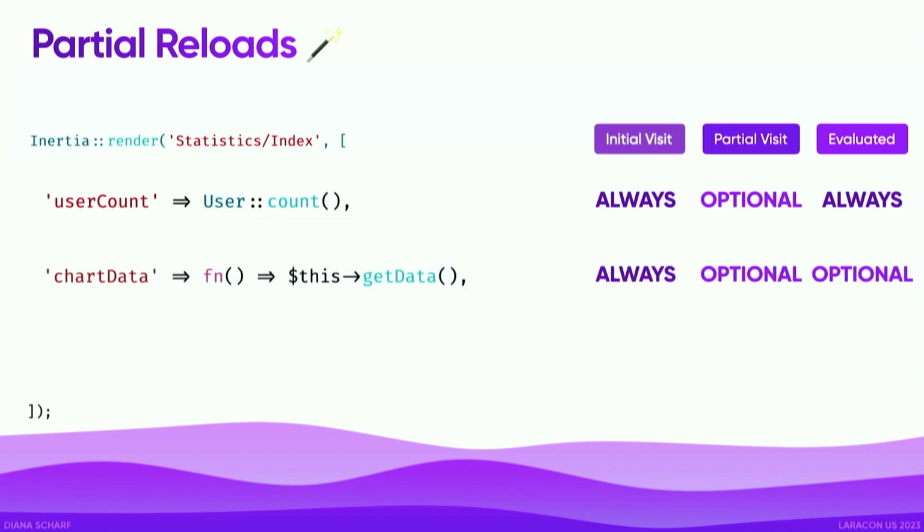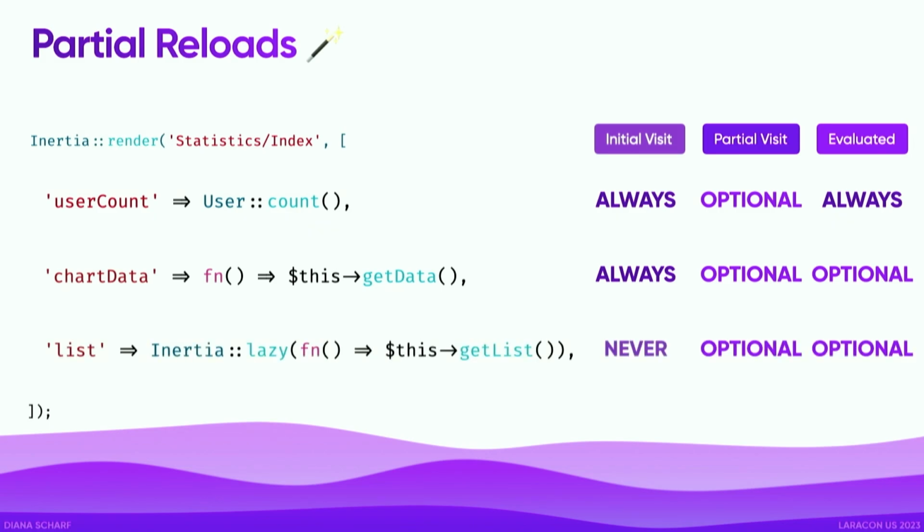The second way is using a PHP arrow function. This data is also passed on initial visit, and it's optional for partial visit. So it behaves like the first one, but it's only evaluated when requested. So that's good for data heavy operations.